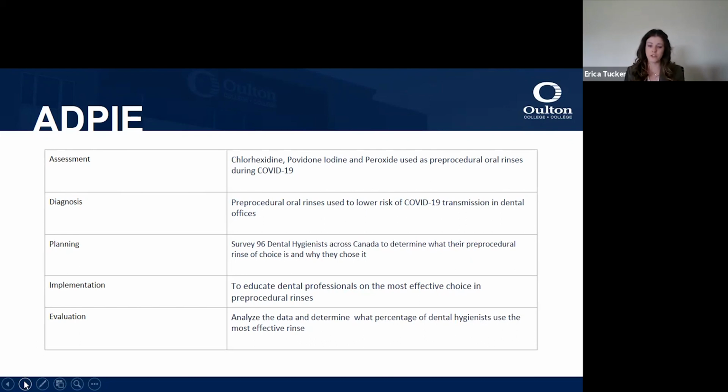To plan this out, we surveyed 96 dental hygienists across Canada to determine what pre-procedural rinse they were using and why they chose to use it. The goal was to educate dental professionals on what rinse is the most effective choice. Finally, we analyzed the data to determine what percentage of hygienists were in fact using the most effective rinse.